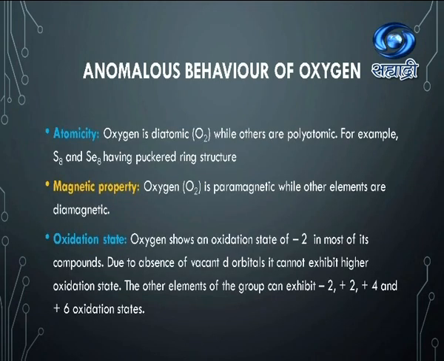Now, which are the properties exhibited by oxygen that are different from those of the other elements? The first is atomicity. Oxygen is diatomic while others are polyatomic, that is S8, Se8, puckered ring structure as we studied earlier. Then magnetic property: oxygen is paramagnetic while other elements are diamagnetic. Then oxidation state: oxygen shows an oxidation state of -2 in most of its compounds. Due to the absence of vacant d orbitals, it cannot exhibit higher oxidation states. The other elements of the group can exhibit -2, +2, +4 and +6 oxidation states. This we are going to discuss later, but this is a point of difference between oxygen and other elements of the group.